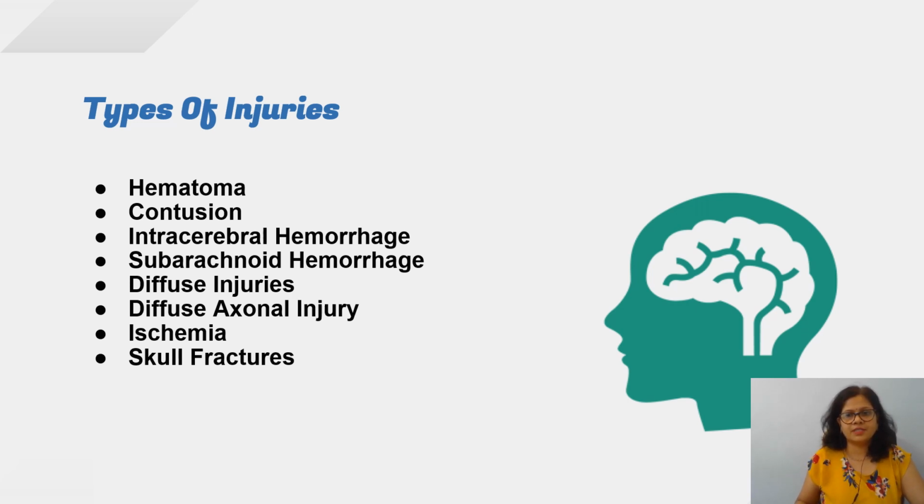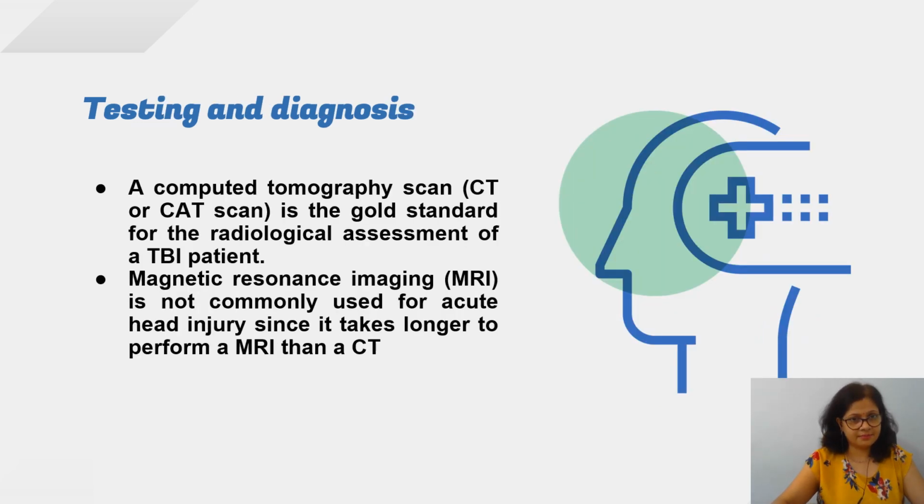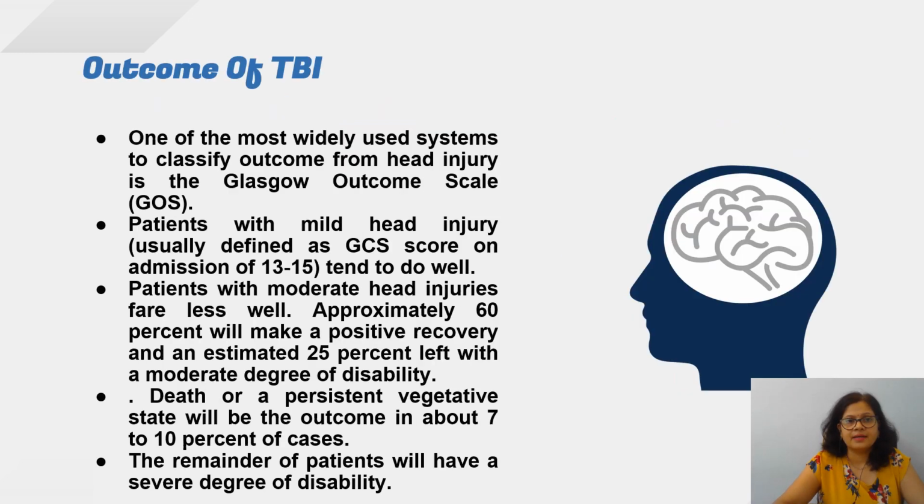Types of these brain injuries, we can discuss the different testing and the diagnosis part. That is, a computed tomography scan, that is called CT scan, is the gold standard for the radiological assessment of a TBI patient. Then magnetic resonance imaging, that is called MRI, is not commonly used for the acute head injury since it takes longer to perform an MRI than a CT. Then outcome of the TBI.